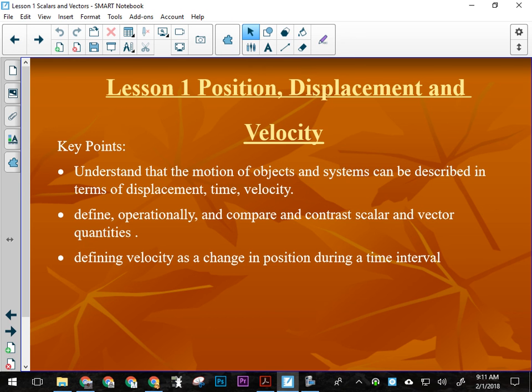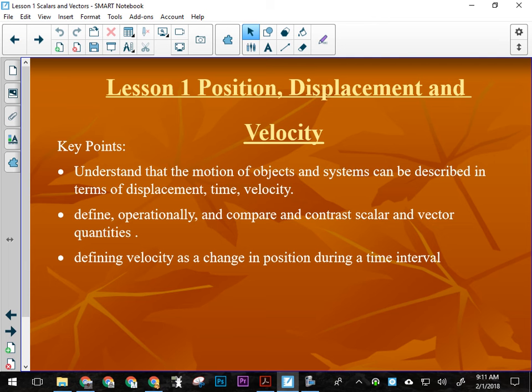All right, so first unit is kinematics. Kinematics is the study of the movement of objects. Just the movement, not why the movement is happening, not the forces that are causing it, just the movement itself. So we're going to look at the motion of objects and systems described in terms of displacement, time, and velocity. Displacement, vector or scalar quantity?